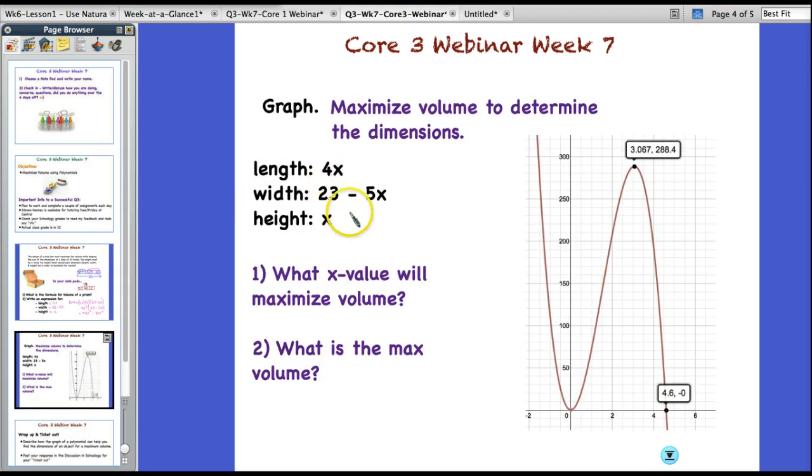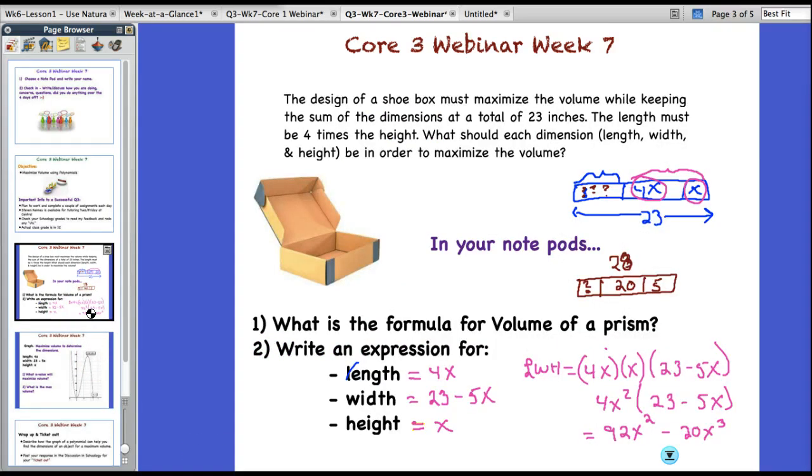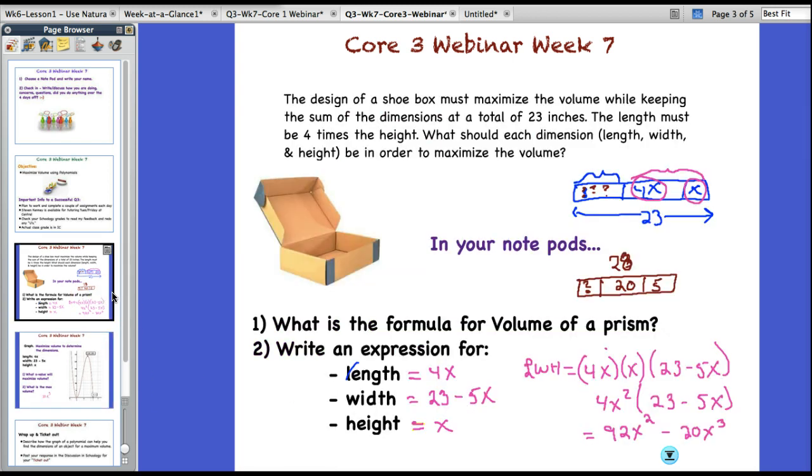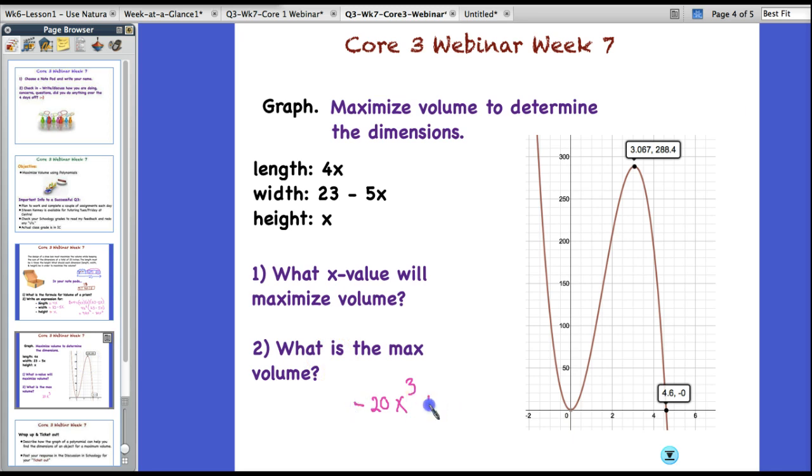So here was our length, width, height. We multiplied all those together, and I graphed that cubic that I wrote over here. I put 20x cubed, because here's what we got when we multiplied it all together, minus, plus 92x squared. So what I did is I just graphed that at Desmos, and that's what I got.